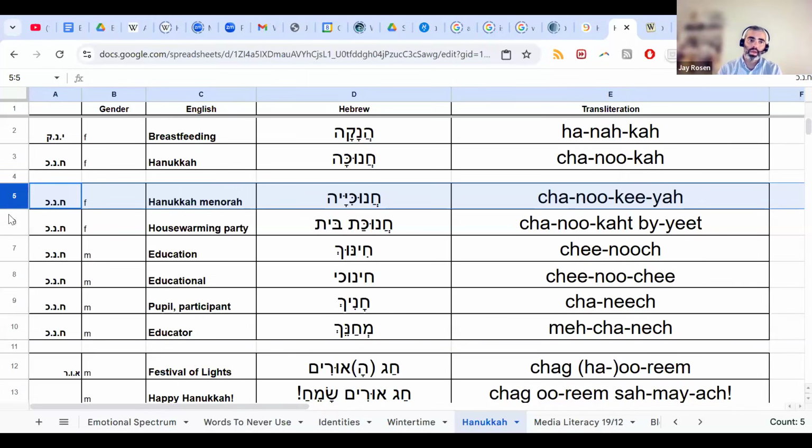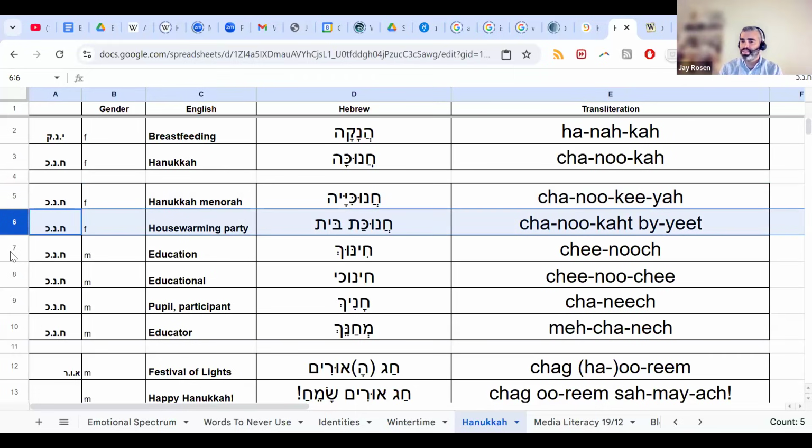Okay. Chanukat Bayit. I just said that Chanukah means dedication or rededication. Chanukat Bayit is the term that we use for a housewarming party. So if you move into a new apartment, if you buy an apartment, Chanukat Bayit is when you bring in people and they come with housewarming gifts, right?